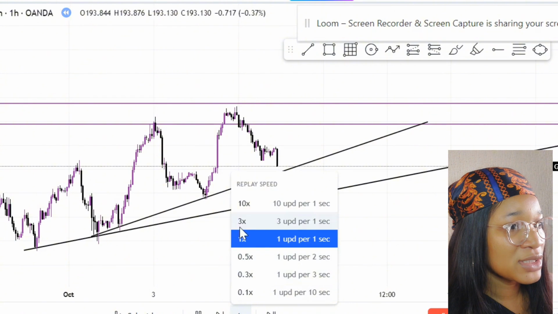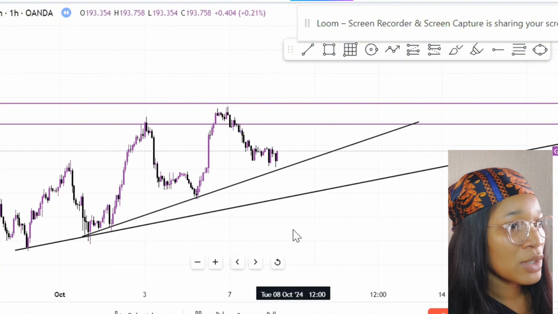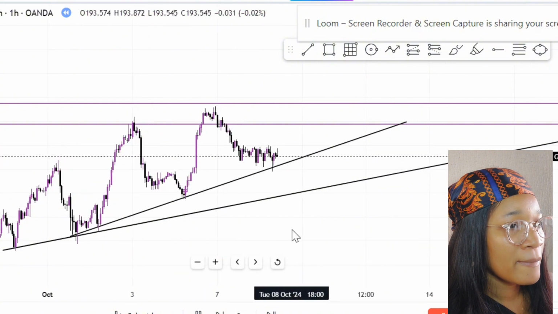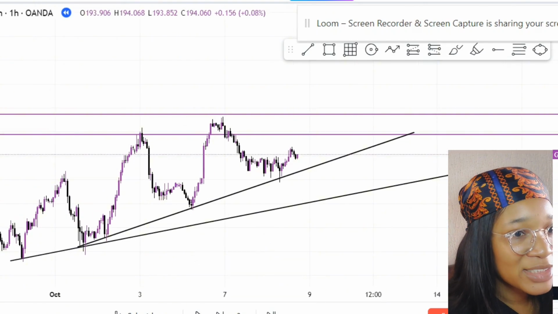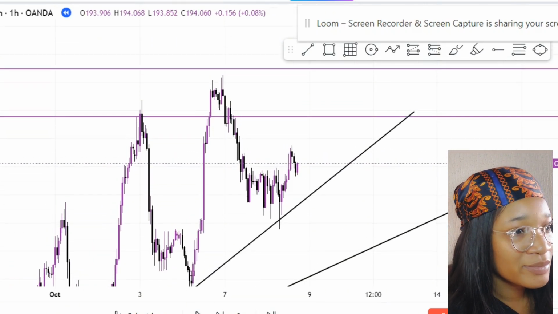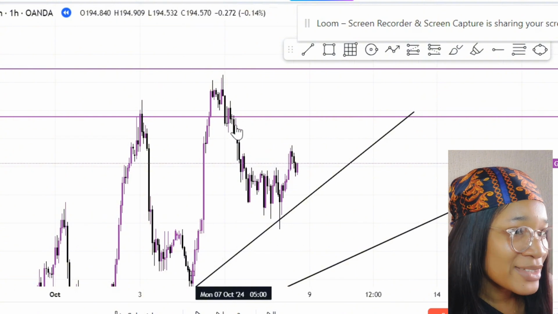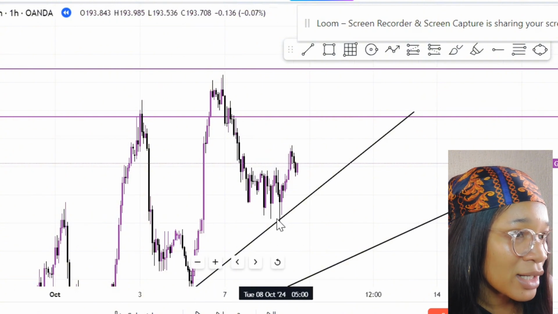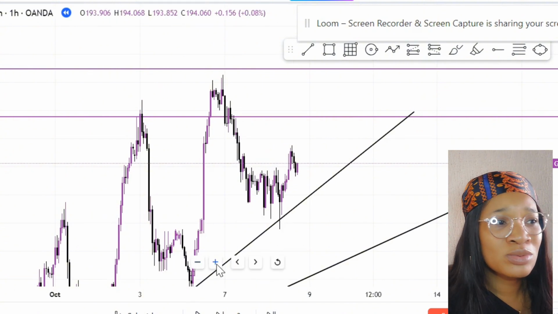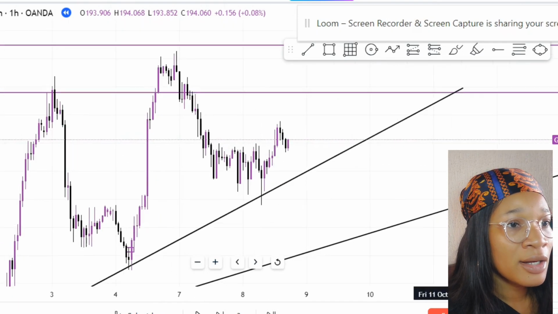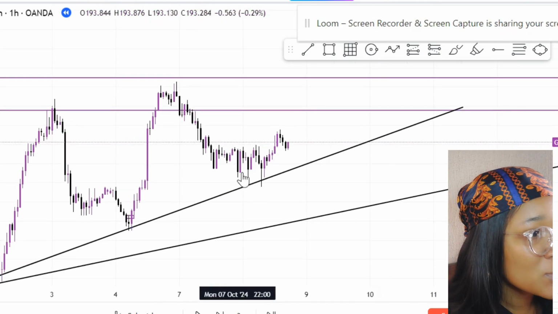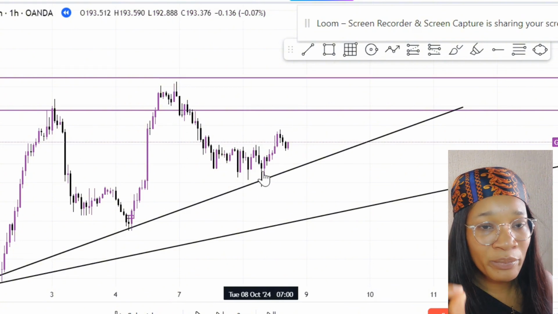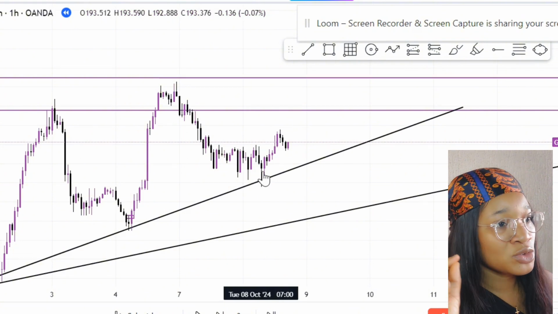I think I should increase this a bit so that we do not waste time. Again, look at that rejection. Look at that nice rejection at a support level. You can see that when price was coming back to this support level, it wasn't coming with full force to take out that support level, right? It wasn't coming to take out that support level. There were so many rejections around the support zone, around the support trend line that I marked.